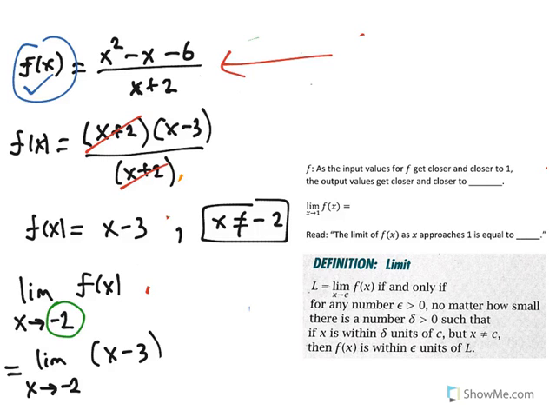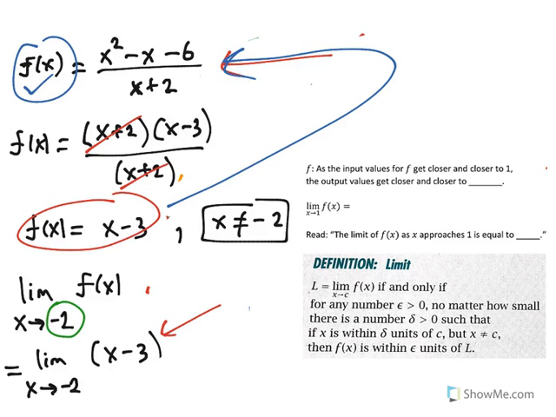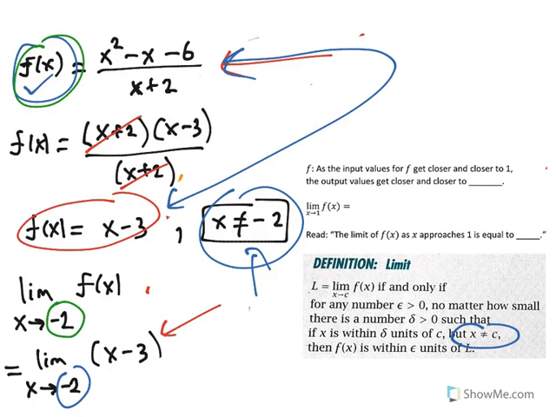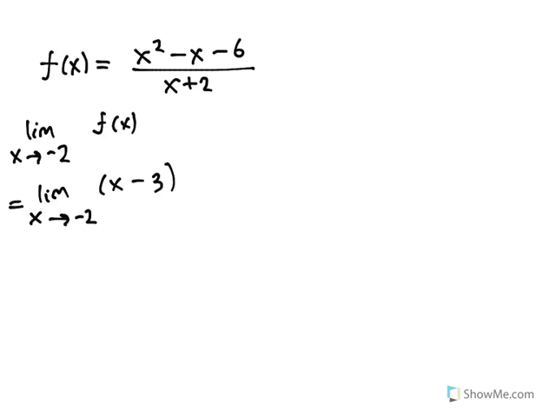So to summarize, we can replace f of x with x minus 3 because these two functions agree for all values of x except x equal to -2, but when we're finding the limit as x approaches -2, it doesn't matter what's going on at x equal to -2. So we can simplify our work by replacing f of x with x minus 3.